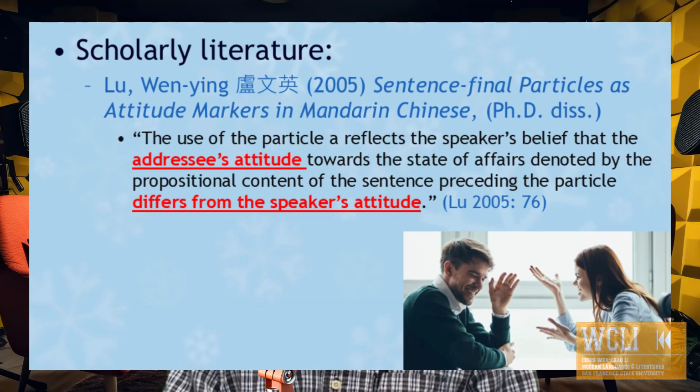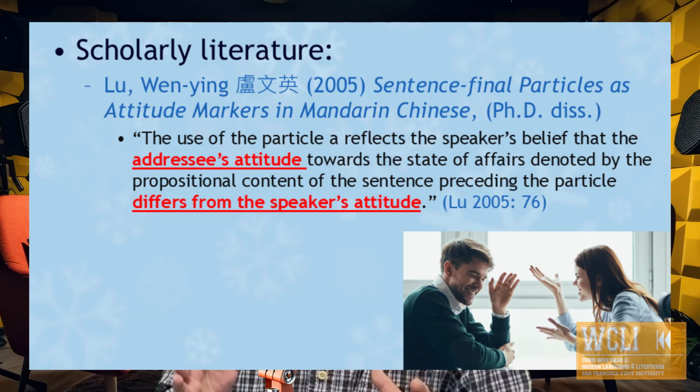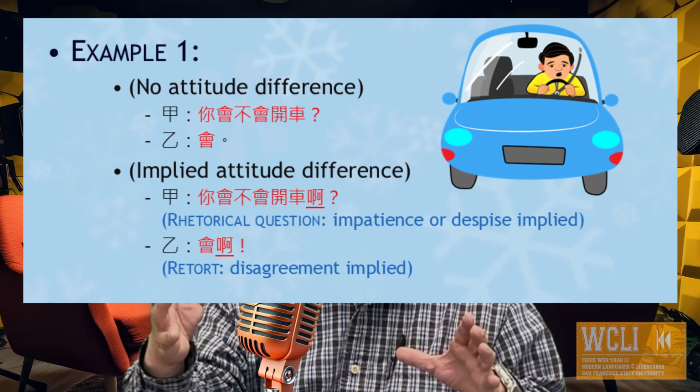A similar description is given in Wen-yin Liu's PhD thesis, where she says, the use of the particle reflects the speaker's belief that the addressee's attitude towards the state of affairs denoted by the propositional content of the sentence preceding the particle differs from the speaker's attitude. That is to say, again, if you imagine two people talking and I utter a sentence, but I believe that the listener, the person I'm speaking with, has a different view of this issue than expressed in my sentence, then that is when I add an 啊 to the end of a sentence. So 啊 indicates a difference in attitude towards the topic between the speaker and the addressee.